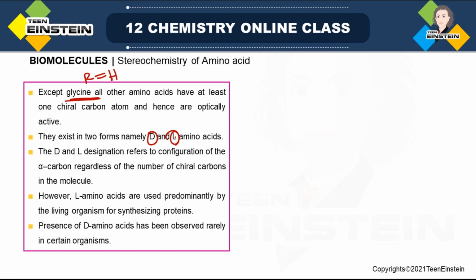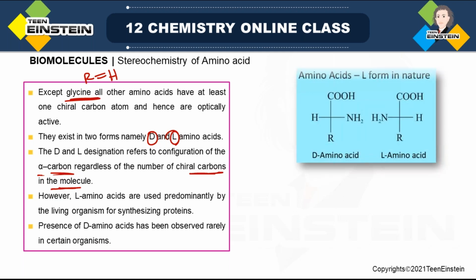This D and L designation refers to the configuration of the alpha carbon, regardless of the number of chiral carbons in the molecule. So as I have said, there is at least one chiral carbon, which is the alpha carbon. Alpha carbon means the carbon to which the NH2 group as well as the CO2H group are both attached. I am talking about that carbon. Based on that carbon we can decide D and L, not on other chiral carbons, even if they are present.